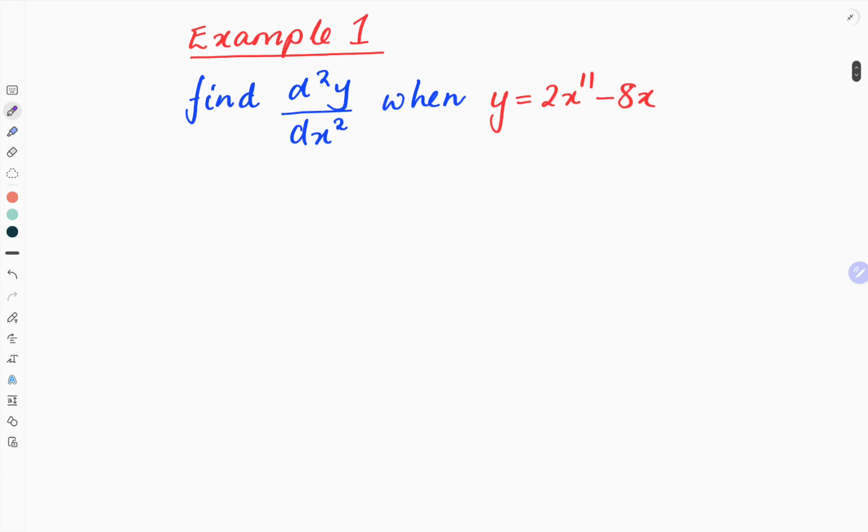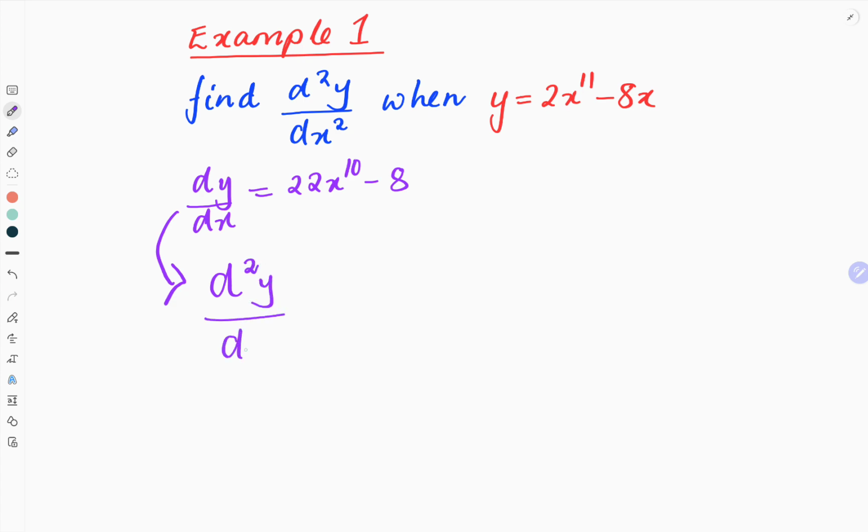In this example, we want to determine the second derivative of y equals 2x to the power 11 minus 8x. We first of all determine the first derivative, dy/dx. In this case, that will be 22x to the power 10 minus 8. And we further differentiate that to get the second derivative, d squared y over dx squared, which is equal to 220x to the power 9. The derivative of a constant is 0. So this is your second derivative.